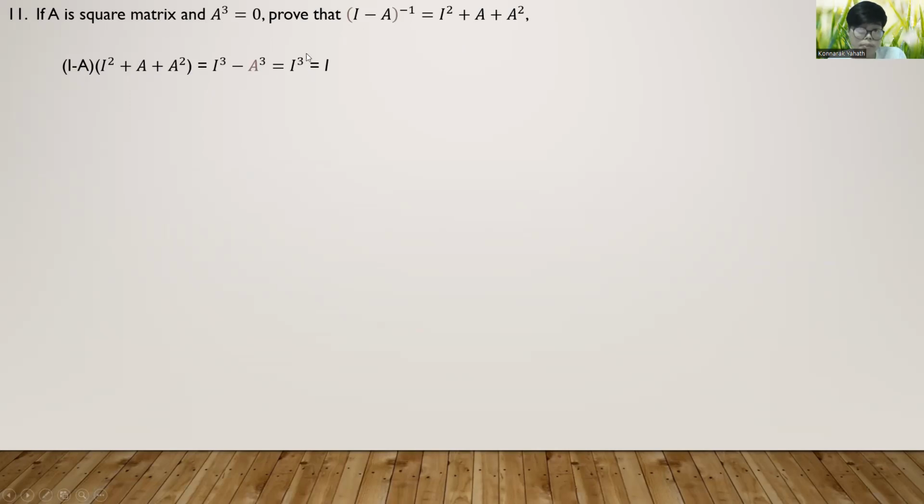But everything that is multiplied by I must stay the same, so it means it's equal to I. As we can see, these two matrices multiplied together equal I. So it means that I squared plus A squared must be the inverse of I minus A. So this property is true when A cubed is equal to 0.